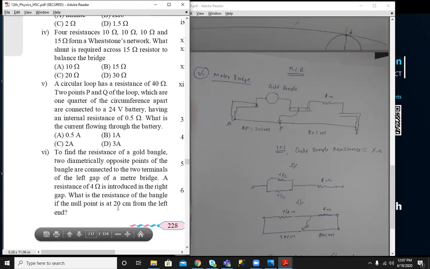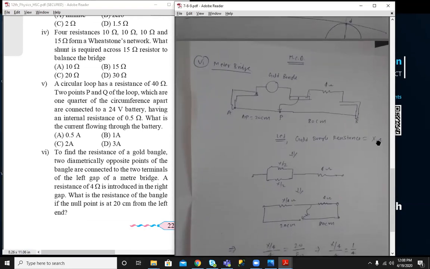If the null point is obtained 20 centimeter from the left end, so the left hand side distance is 20, then the right hand side distance will become 80. Let us assume the gold bangle's resistance is x ohm. As it is connected between two diametrically opposite points, the upper half and lower half will be the same. The upper part has a resistance of x by 2 and the lower part also has a resistance of x by 2. So two resistances x by 2, x by 2 are connected in parallel.